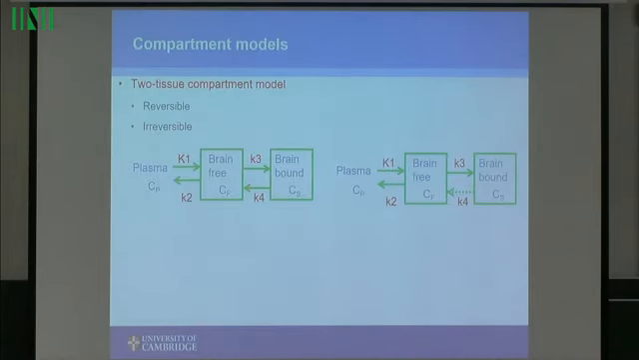When it comes to the two tissue compartment model, there are two kinds. There's the reversible kind, where there is actually a K4, which is dissociation from the target, and an irreversible form where there is no dissociation from the target during the period of the scan. It could be dissociating later, but we don't care about it. One example of that is what I mentioned before, FDG, which goes into the cell, reacts with the process, and then gets trapped there.